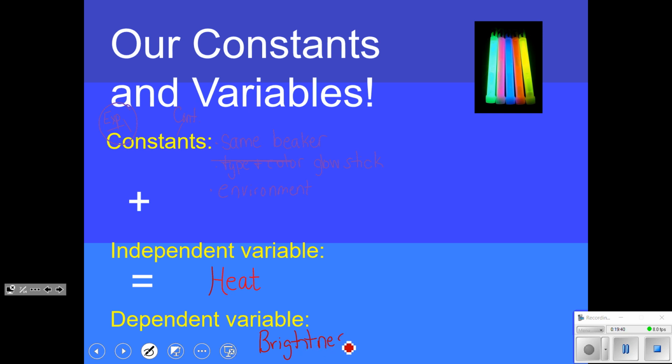We're looking to see how it affects the brightness of the glow stick. So, constants. We have everything that we keep the same between experimental and our control setup, plus the heat is going to be equal to how bright the glow stick is going to be.